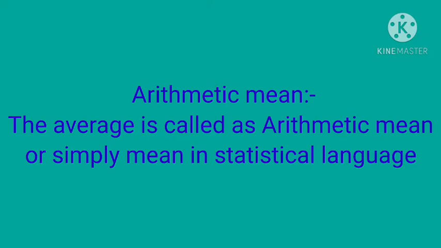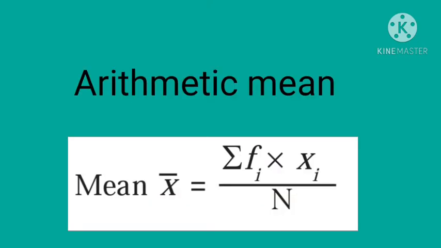We already learned how to find the average. Average is also known as arithmetic mean. The average is called arithmetic mean, or simply mean, in statistical language. Whenever we find the average of any numbers, that average is called the arithmetic mean in statistical language. The formula to find the arithmetic mean is mean x bar is equal to summation of fi into xi divided by n.